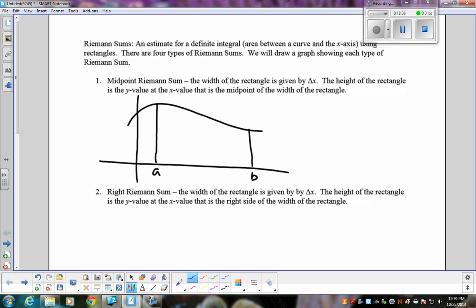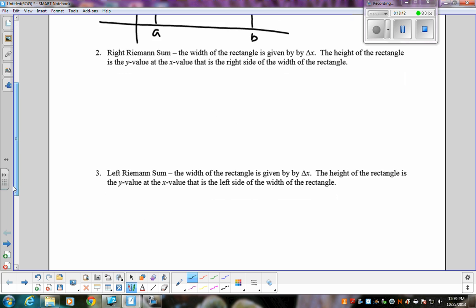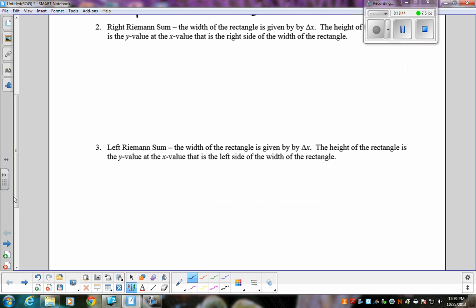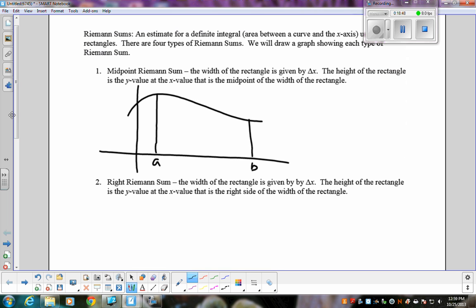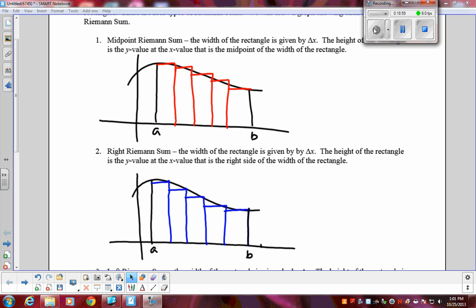And then you're going to do the same thing for the right Riemann sum. We're always going to use the right end of our rectangle as our height. And then for the left Riemann sum, we're going to use the left end for the height. So go ahead, pause the video and fill this all in. And then when you play the video again, my diagrams will be there. So here, in number 1 is my diagram of the midpoint.